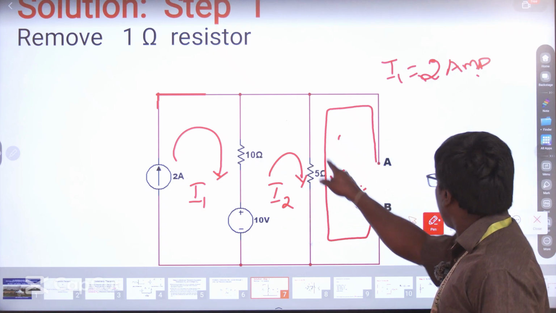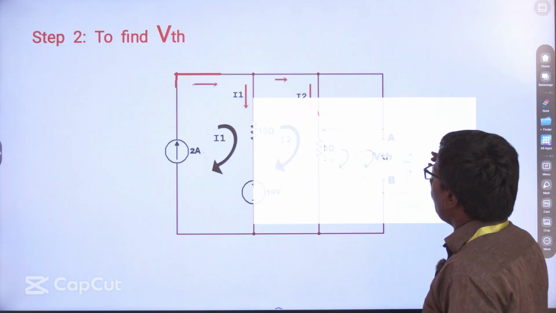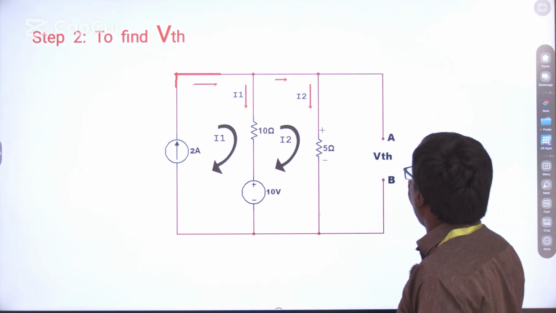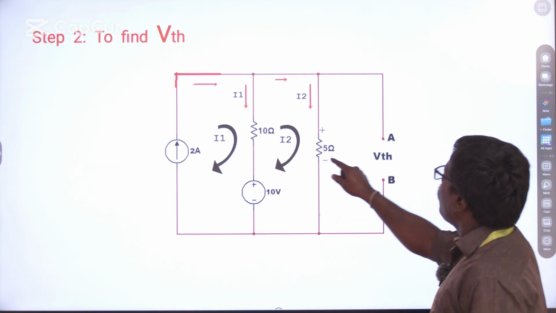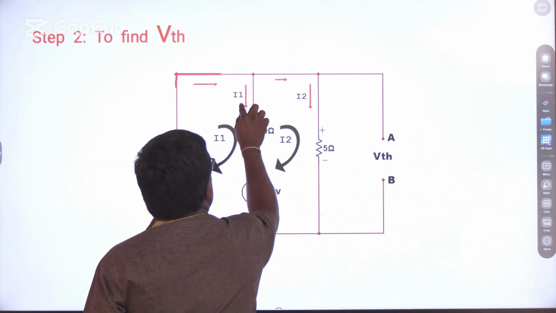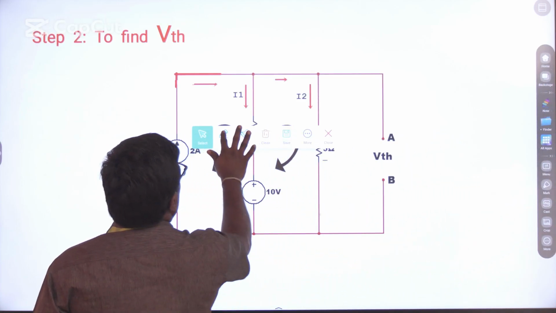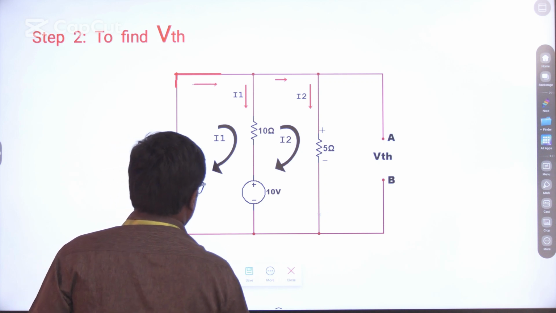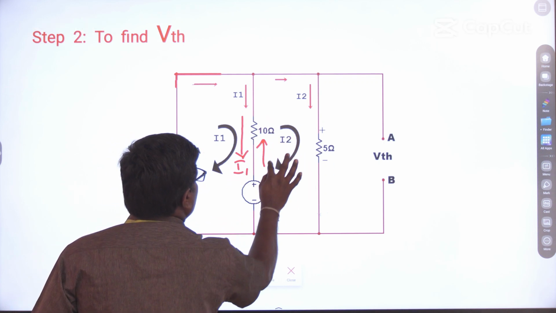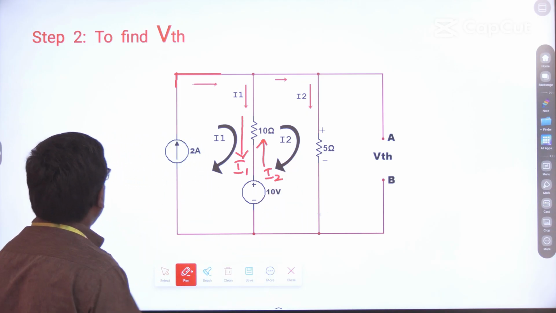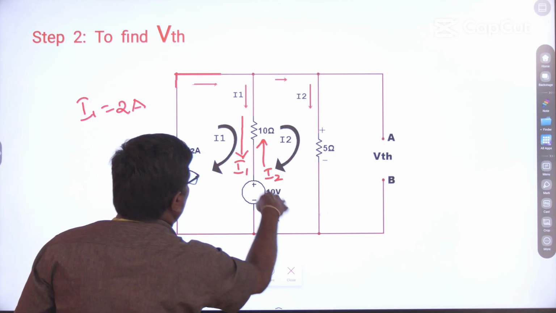We have to determine I1 and I2. Next step, I am going to write the equation here. I am going to mark I1 over here, and the current is flowing like this, so I2. I have already found that I1 is equal to 2 amps. So I am going to go for the loop over here.